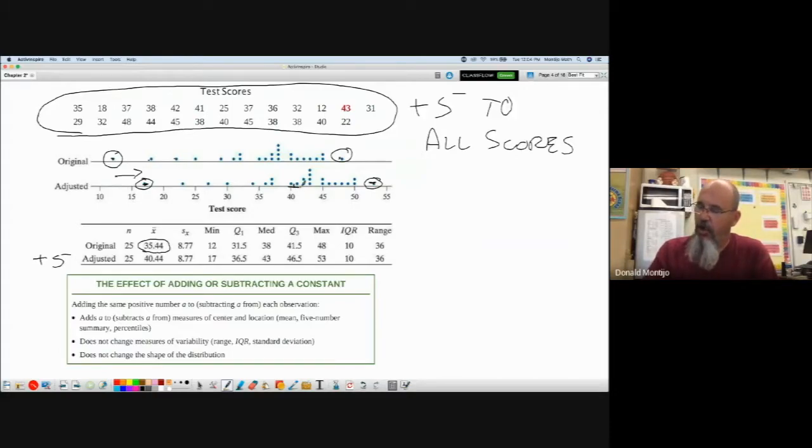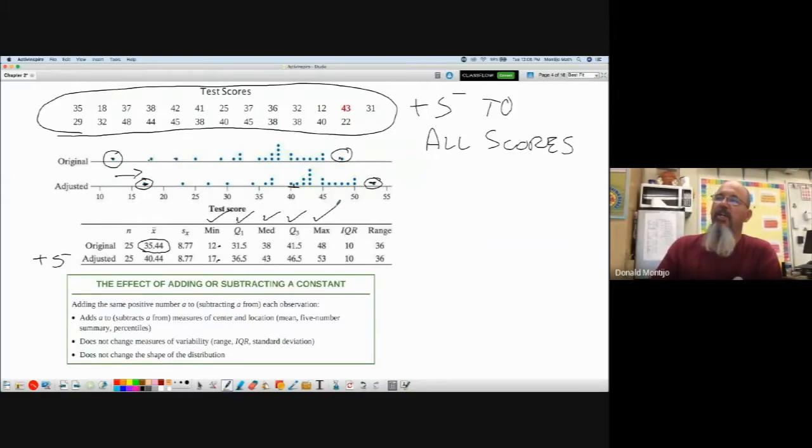However, has it changed our low score? Yes, you can see the low score was 12, but when everybody got 5 points added, of course, the low can't be 12 anymore. Now it's 17 for the minimum. And the quartiles, the median, the minimum, the third quartile, and the maximum have all changed by 5 units. However, the interquartile range, which once again is a measure of spread, the distance between Q3 and Q1, has not changed. So the effects of adding or subtracting a constant to a data set, what does it do?